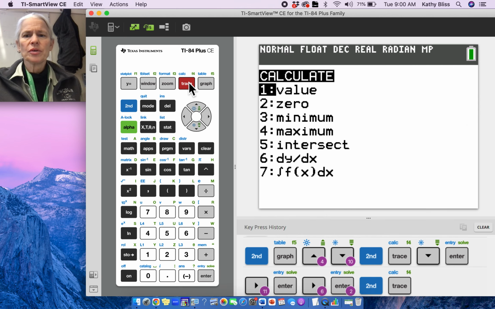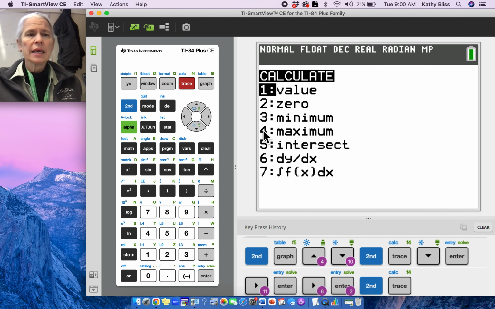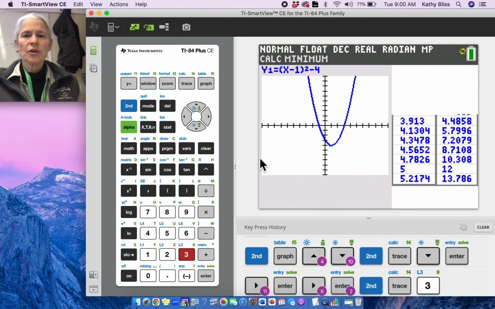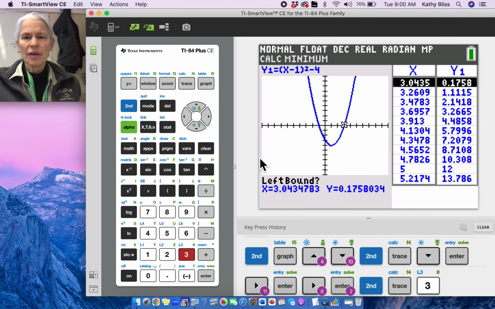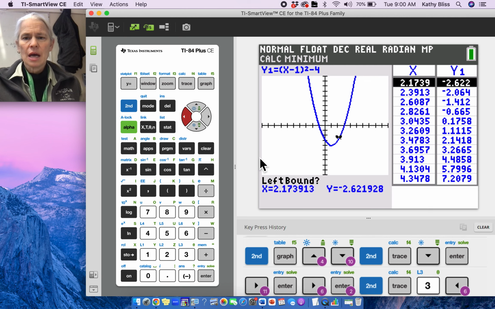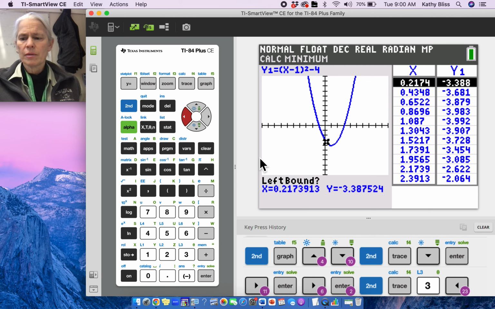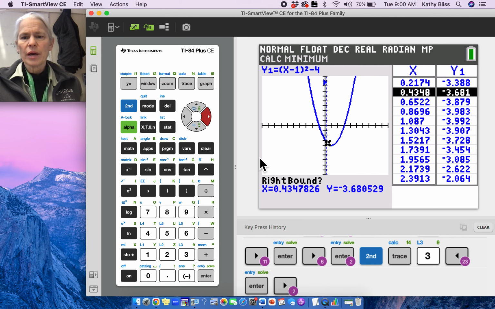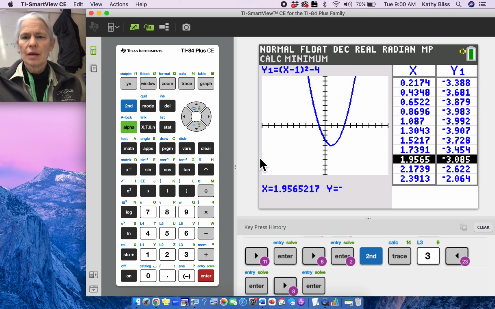The other thing you can do is find your vertex. Here, your vertex is considered a minimum because of the way it's shaped. So you're going to go to minimum, and you're going to do that same procedure. You're going to go left bound, so we need to go to the left of the vertex. And we're doing that right here. And now we're going to go to the right of the vertex. And we did that here.